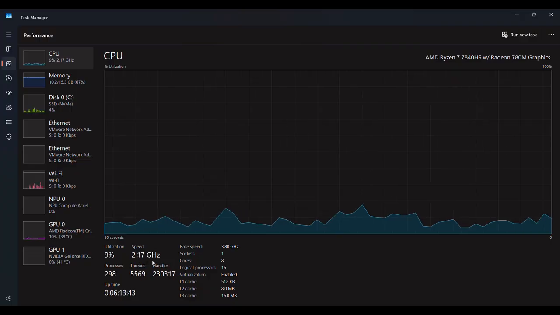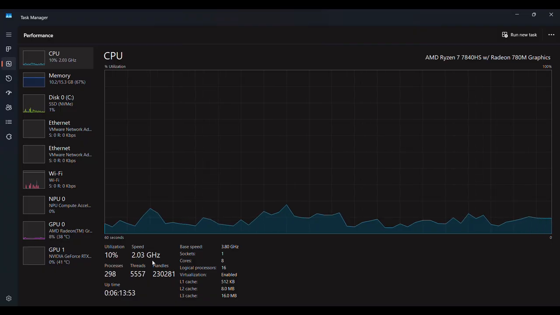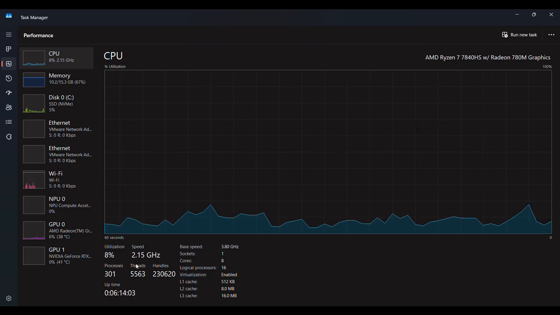The current speed value represents the processor's active operating frequency at this moment. In this case, the CPU is currently operating at approximately 2.16 gigahertz. Modern processors dynamically adjust clock speeds depending on workload requirements, thermal conditions, and power management. When workload increases, the processor may automatically increase frequency to deliver higher performance.